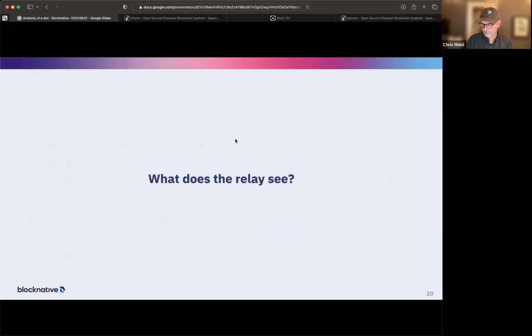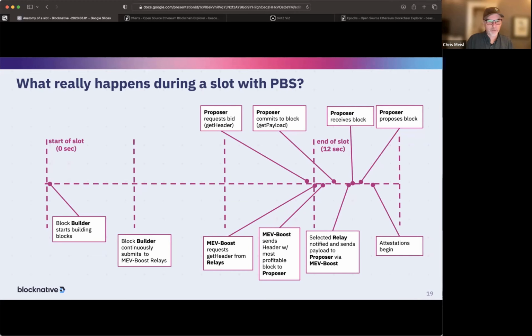So the proposer will request the bid, and then MEV-Boost will ask all of the relays to get that bid. We call it a get header request, and then the result of that, the most profitable block, goes back to MEV-Boost, and then the proposer will commit to that block by calling get payload.